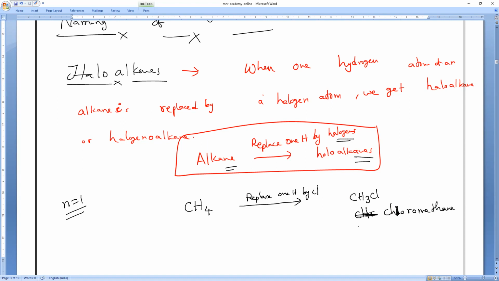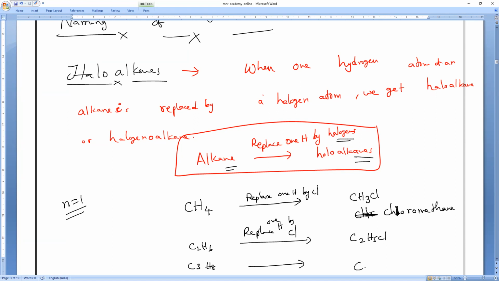So I replaced one hydrogen with what? Chlorine. Clear? Next compound: chloromethane is over. Next one, chloroethane, chloropropane. Next, C2H6, C3H8, replacing with one chlorine. Replace one hydrogen by chlorine. What will happen, everybody? C2H5Cl.